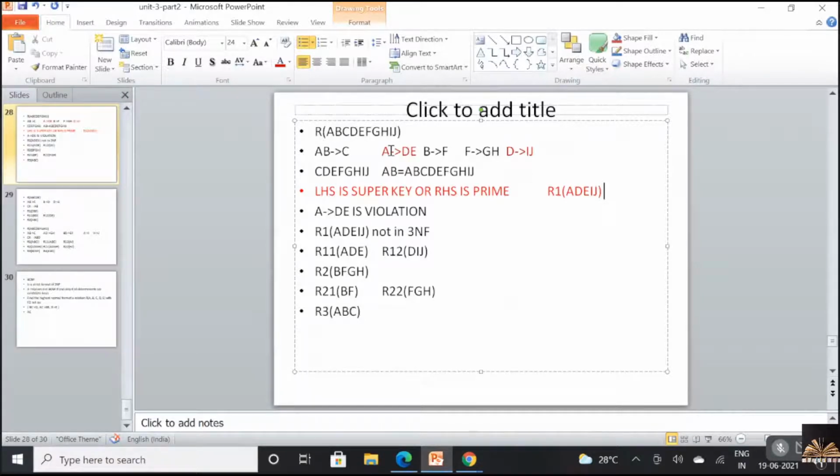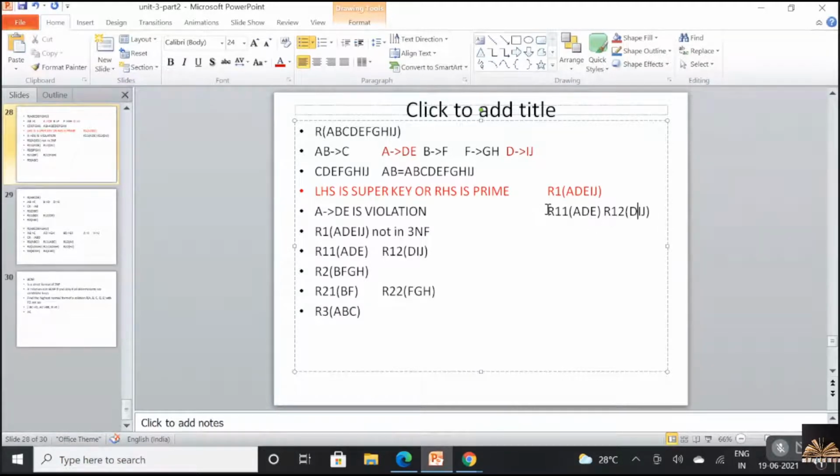Now, is this particular relation in 3NF using these FDs? Is A a super key? No. Is DE part of a prime key? No. So this is a violation. Now what I have to do is go with R11. What is the violation? ADE, and A becomes a key attribute. Second is DIJ. Is D a super key? No. Is IJ a prime key? No. So the second relation would be R12 equal to DIJ, where D becomes a key.